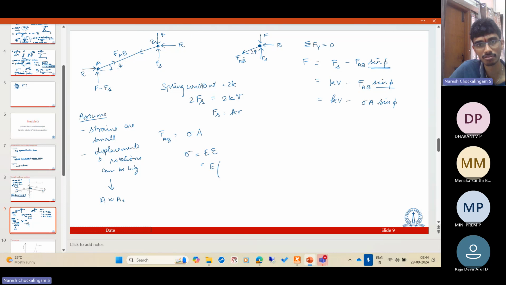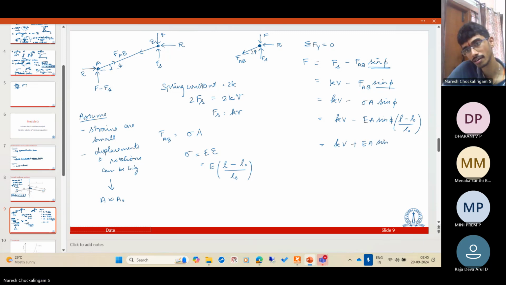Remember, we have assumed FAB to be tensile, so you take the positive strain, L minus L naught by L naught. So it is KV minus E times A epsilon, where epsilon is L minus L naught by L naught. Multiply the minus inside, and you get KV plus EA sin phi into 1 minus L by L naught.